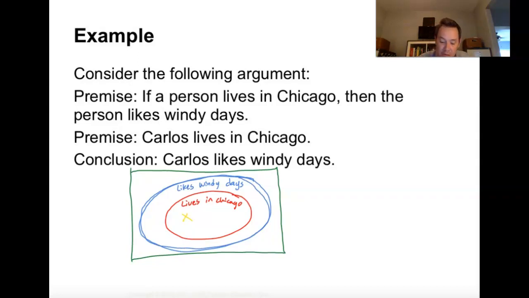Now, it's only sound if we can assume the premises are true. So this is where you jump into the real world. You're out of the world of just strict logic and you're going, all right, is that true? Do people who live in Chicago have to like windy days? Not necessarily. I'm from Chicago. I hate the wind. Not sound.